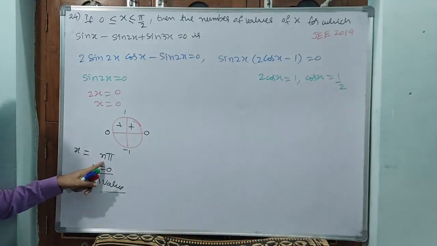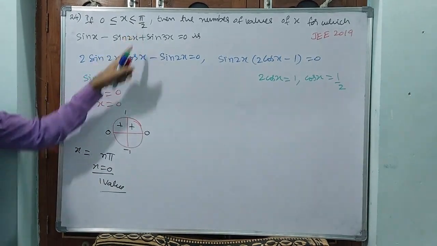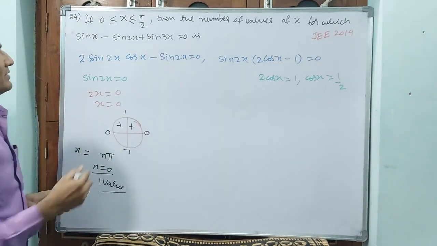If you take 2 here, 2 pi will come. 2 pi means it goes beyond pi by 2, and we have to stay within 0 to pi by 2. So only one value. One value is there on this side. Now go for this side.